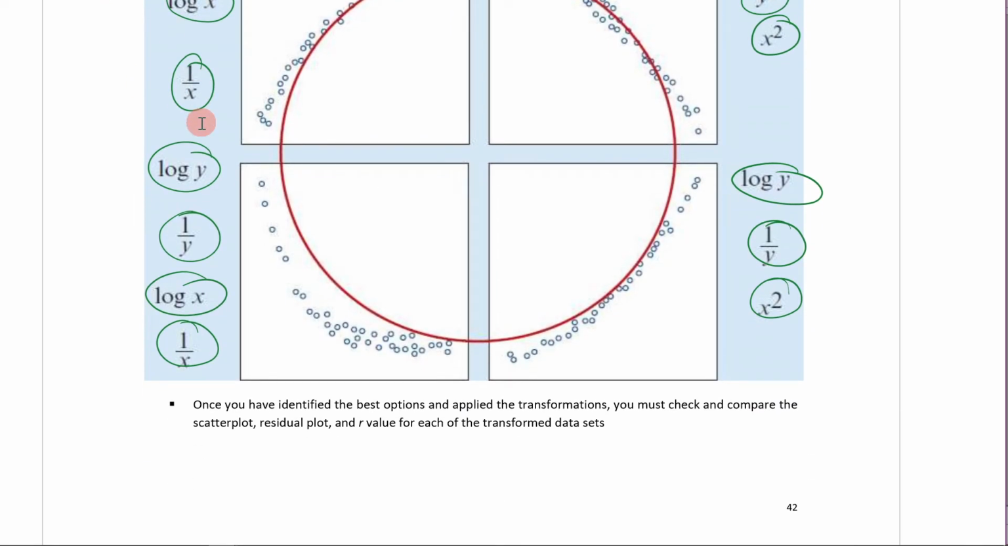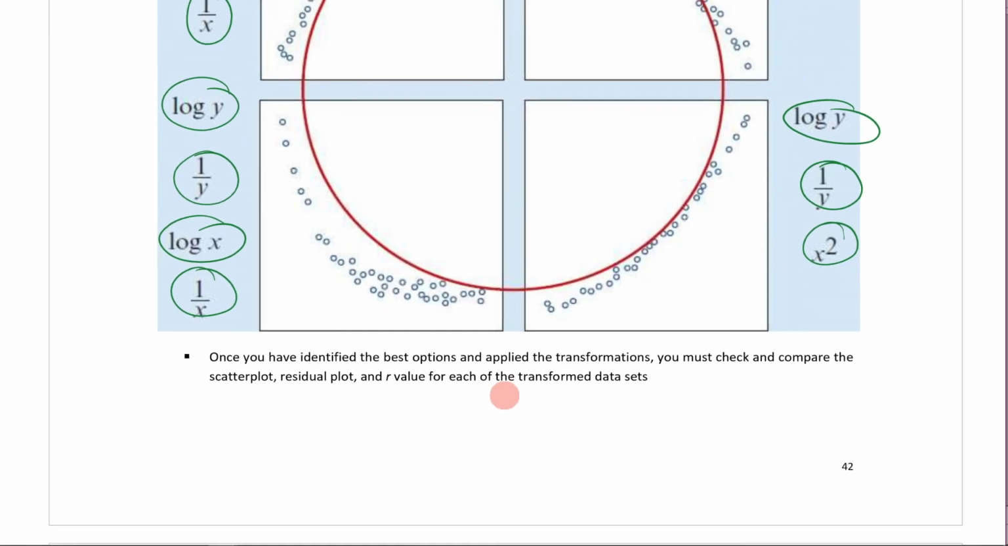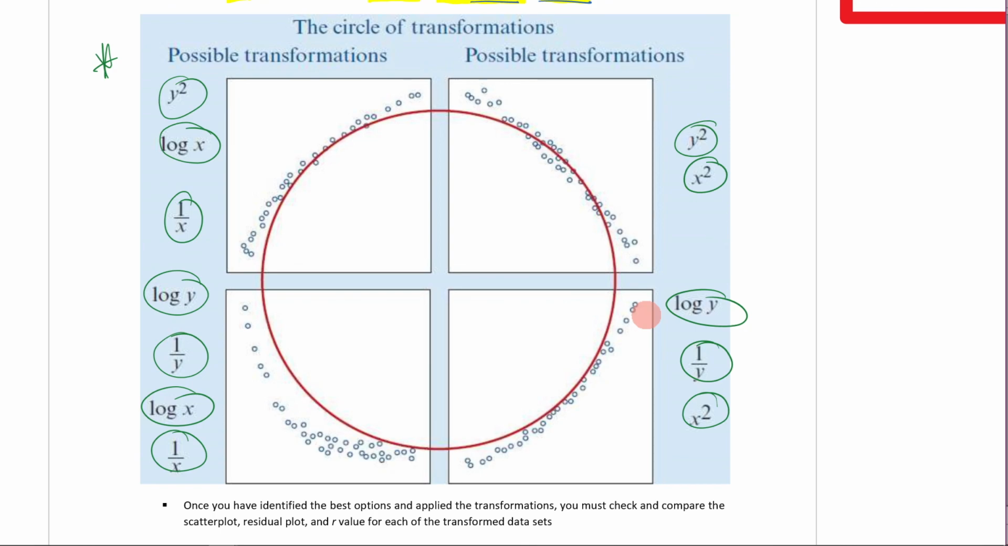We've also got this down here. It says, once you have identified the best option and applied the transformation, you must check and compare the scatter plot, residual plot, and R value for each of the transformed data sets. Perfect. We're going to stop here and we're going to go through some examples together, and we're going to see how all of this works.